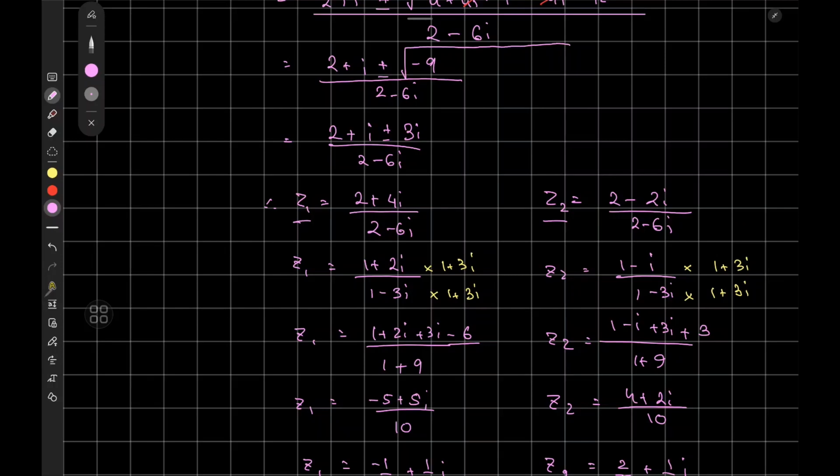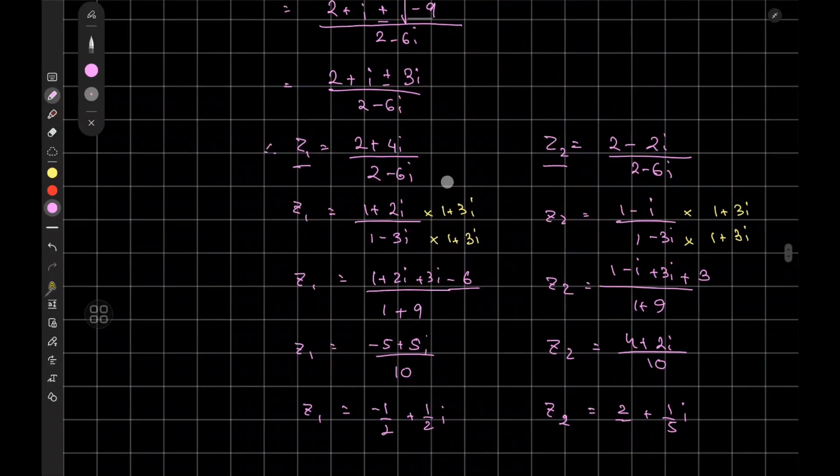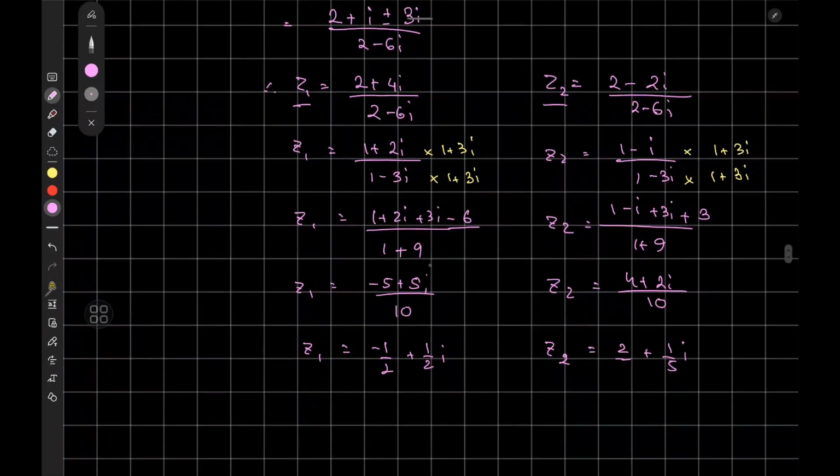If you want to rationalize this and remove the complex number from the denominator, what do you do? You multiply the denominator and numerator by the conjugate of the denominator. So 1 minus 3i gets multiplied with 1 plus 3i in both denominator and numerator. If you do that, you're going to get minus 5 plus 5i over 10, and if you break the fraction, you're going to get minus half plus half i.